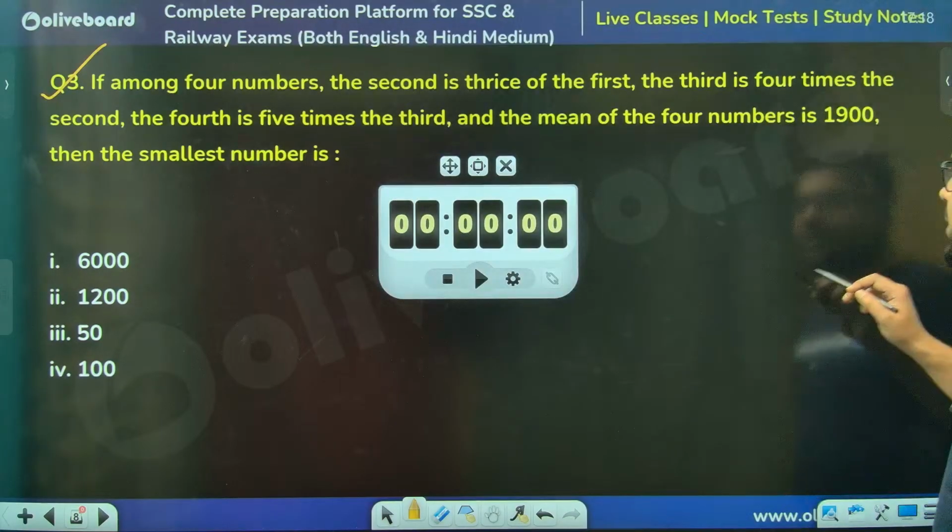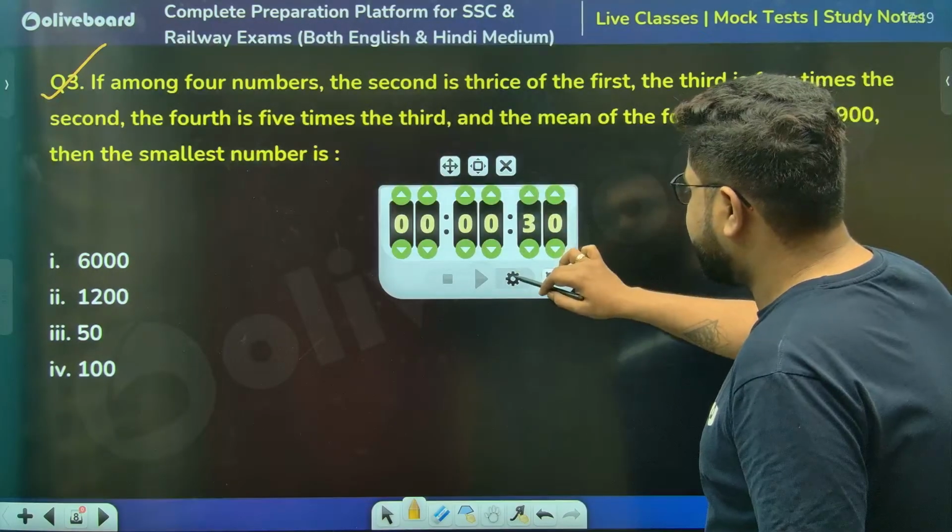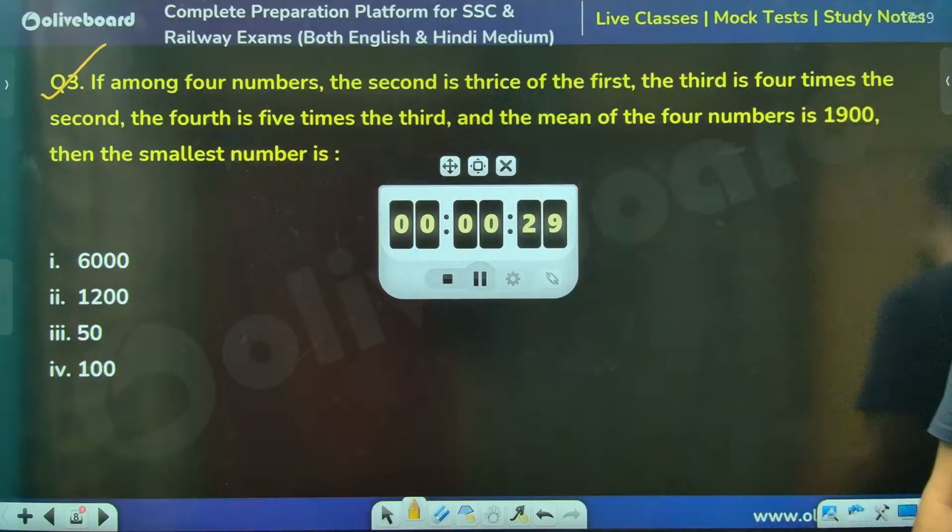Solve this one, sir. Take 30 more seconds. Good question, this one. This is a question from NTPC 2022. Good question, sir. Start from any anchor point.